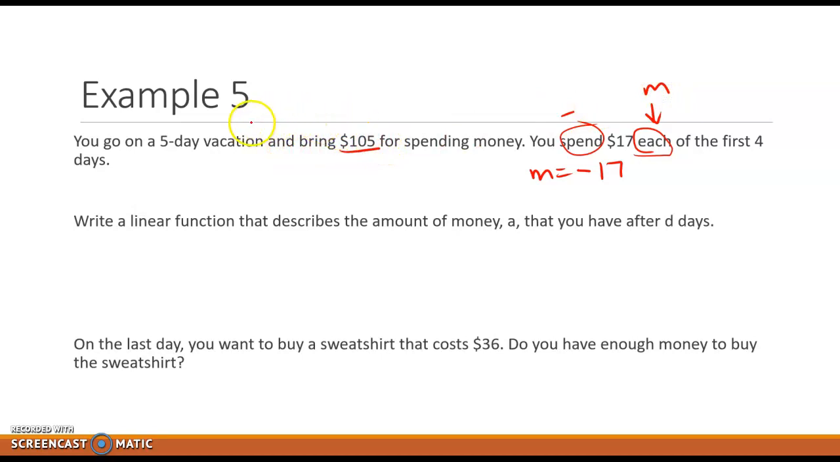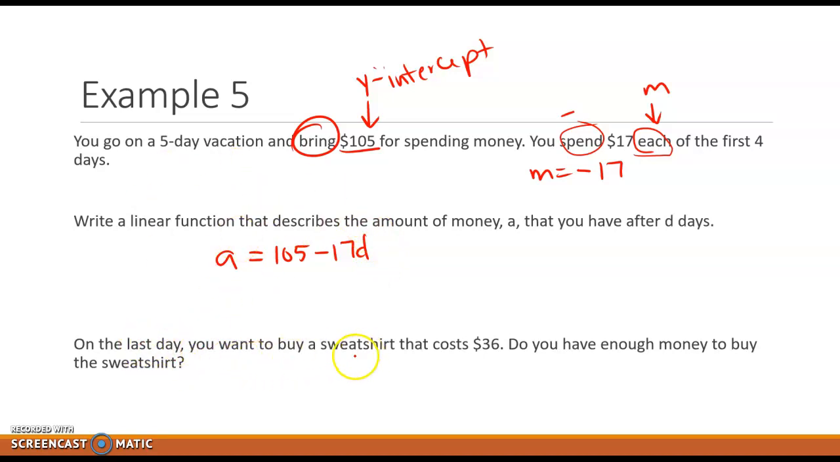Now, we bring, so our initial value, that means this is my y-intercept. Now I'm going to write this one slightly different, but it means the same thing. So we want the amount of money that you have after D days. So A will equal 105 minus 17D. Why did I flip it around? Because it makes sense to take our $105 and subtract the 17 we pay each day. All right, so that's the linear function.